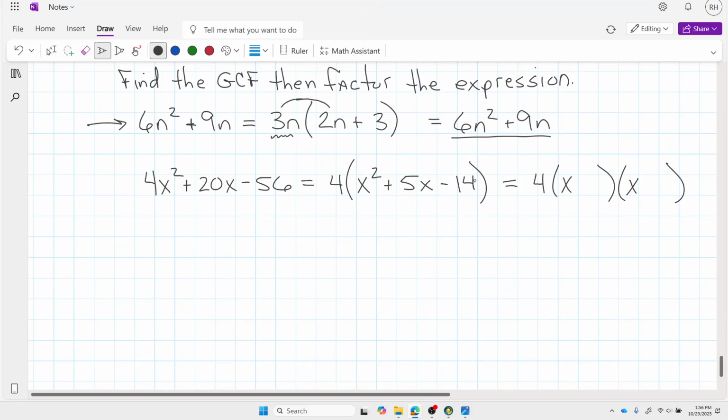Now we're looking for factors of 14 that we can add to 5. All right, so you got 1 and 14 and 2 and 7. Those are the only factors of 14. So since this middle term is positive, the larger factor needs to be positive. So this needs to be a positive 7 and a negative 2. Positive 7 and a negative 2 gives you a positive 5. And positive 7 times negative 2 gives you a negative 14. So here's your factored form. And 4 is your greatest common factor.